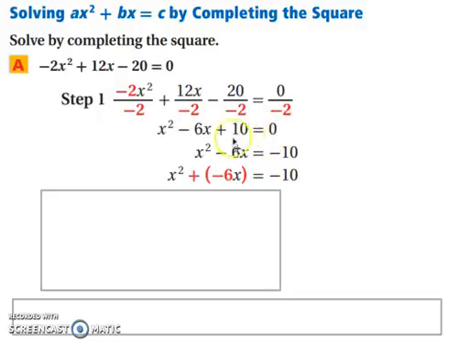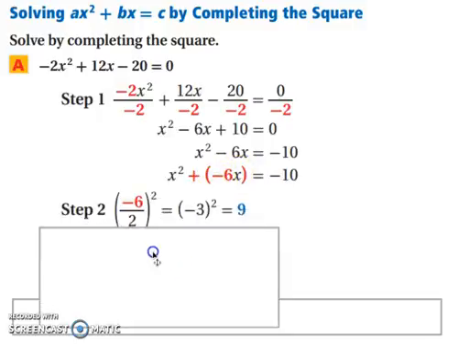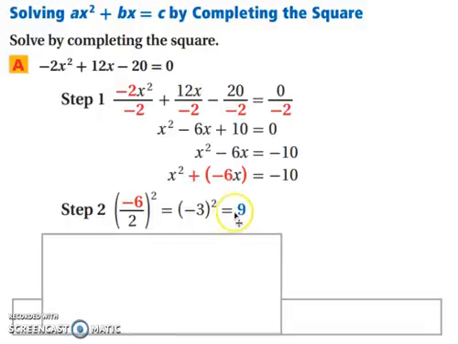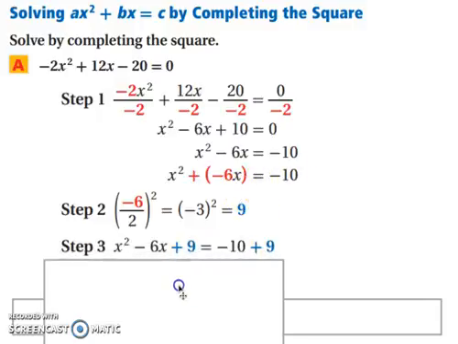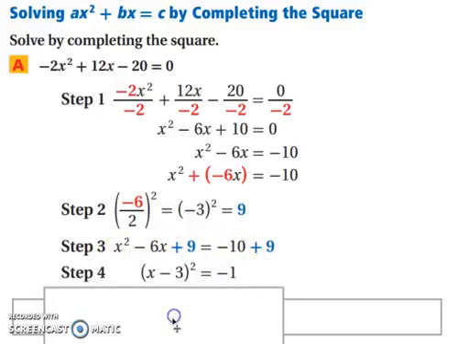From here, it should look familiar. We move the 10 to the other side, and now we're going to find our new c value. So b divided by 2 squared gives us 9. So we're going to add 9 to both sides of our equation, and then we're going to factor the left and simplify the right. So now we have x minus 3, that quantity squared, equals negative 1.